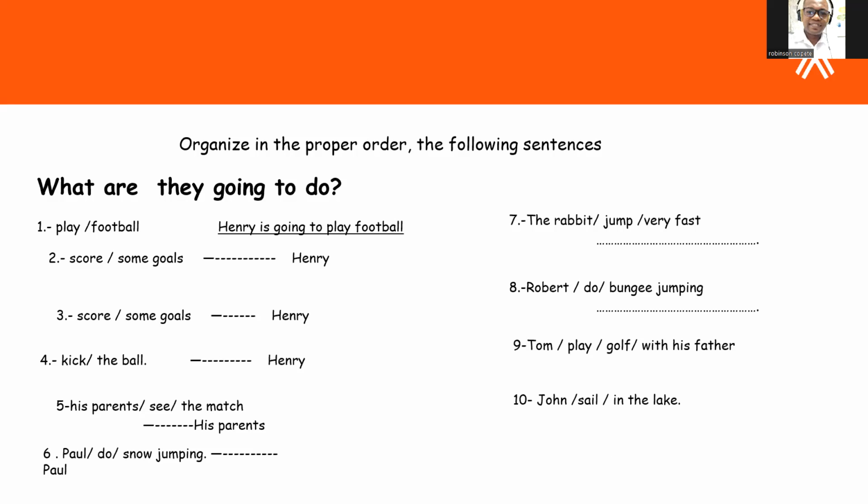Tom is going to play golf with his father and his mother. Okay, great, Maria Carmen, excellent sentence. Okay, Maria Jose, you corrected out. Tom is going to play golf with his father next holidays. That's the way. Okay, go to number 10. John is going to sail in the lake later. Yeah, maybe. Say Catalina, great, that's the way.